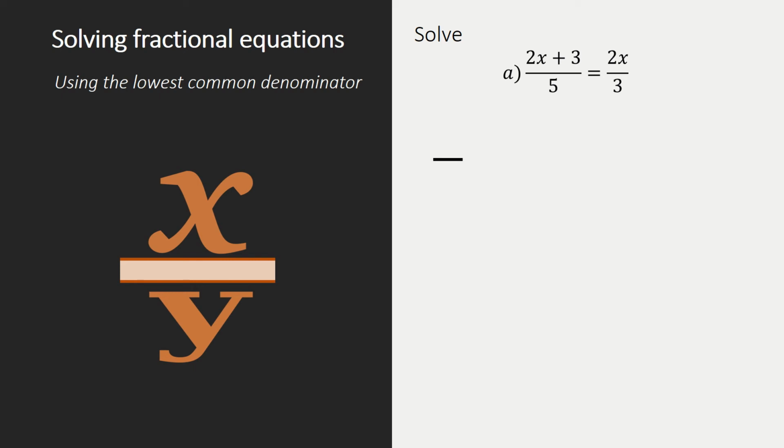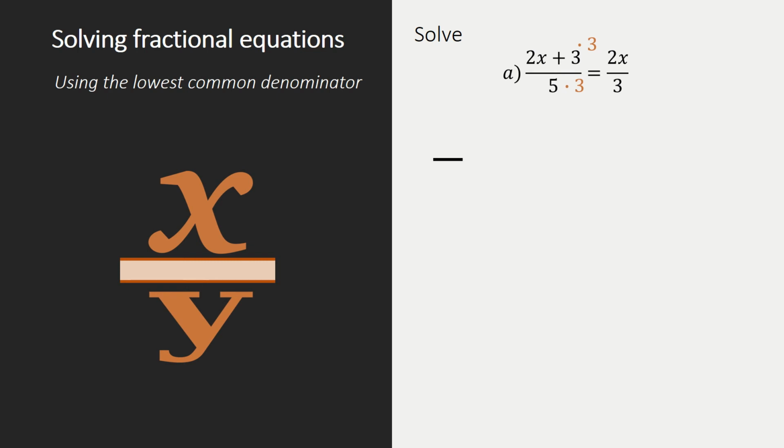Solve. 2x plus 3 over 5 equals 2x over 3. We're using the lowest common denominator method, so therefore we're going to have a look at 5 and 3. So what's the lowest common multiple? It's 15. So to get 15 out of 5, I need to multiply by 3. What I do on the bottom, I need to do on top, so 2x plus 3 times 3.